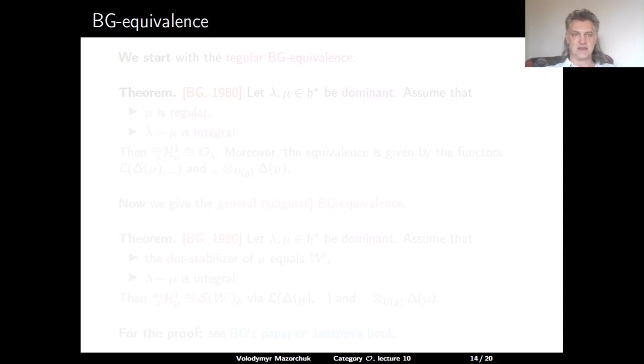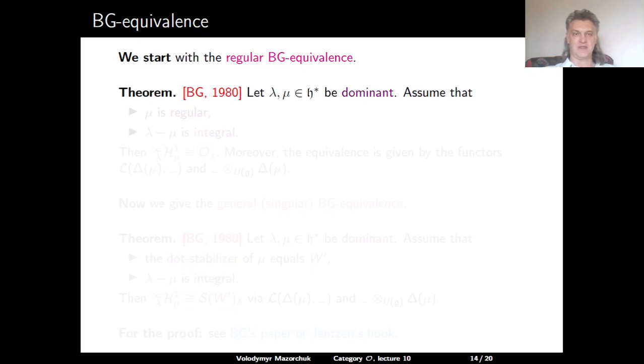So let's now discuss the main results. We start with the regular version of BG equivalence. The theorem from the original paper of Bernstein and Gelfand in Compositio in 1980: let lambda and mu be two dominant weights. Assume that mu is regular, of course with respect to its integral Weyl group, and that lambda minus mu is an integral weight. Then the claim is that the category H, left lower lambda upper infinity, right lower mu upper 1, is equivalent to the category O_lambda.